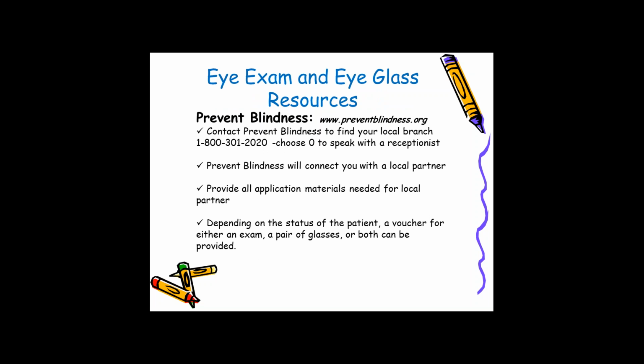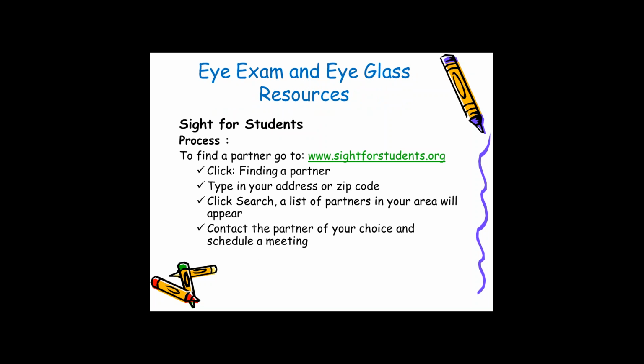For Prevent Blindness, I went ahead and put their website and a telephone number. This is their resources page, which will walk you through how you can get an eye exam and glasses for your child. That's a great resource that you can go back and look at. I'm going a little quick because I want to leave time for you to ask questions at the end. Sight for Students is another resource. There's the website. They have an easy navigational process. Put your zip code in, and it'll give you resources for an eye exam and glasses.